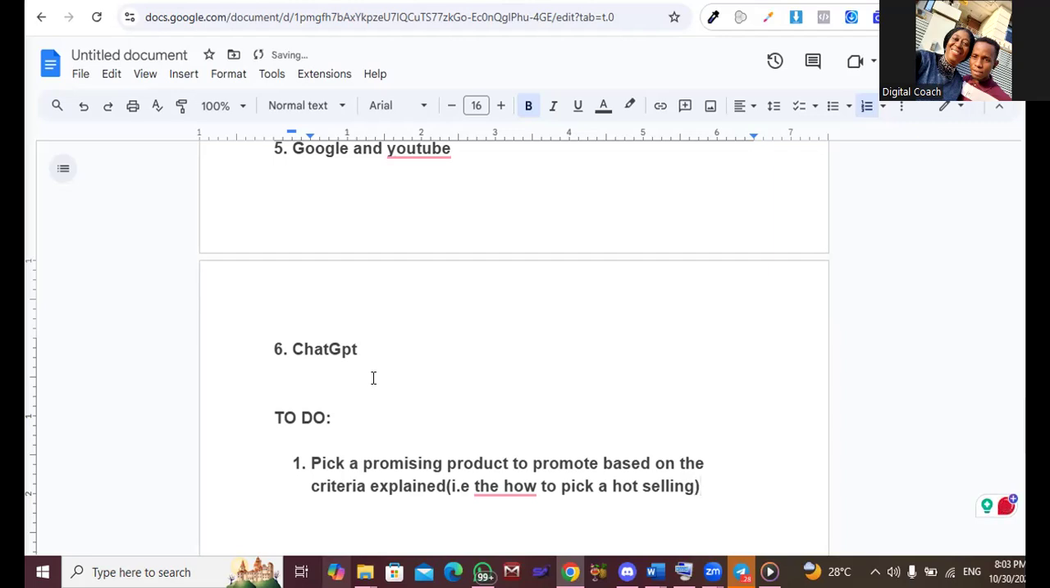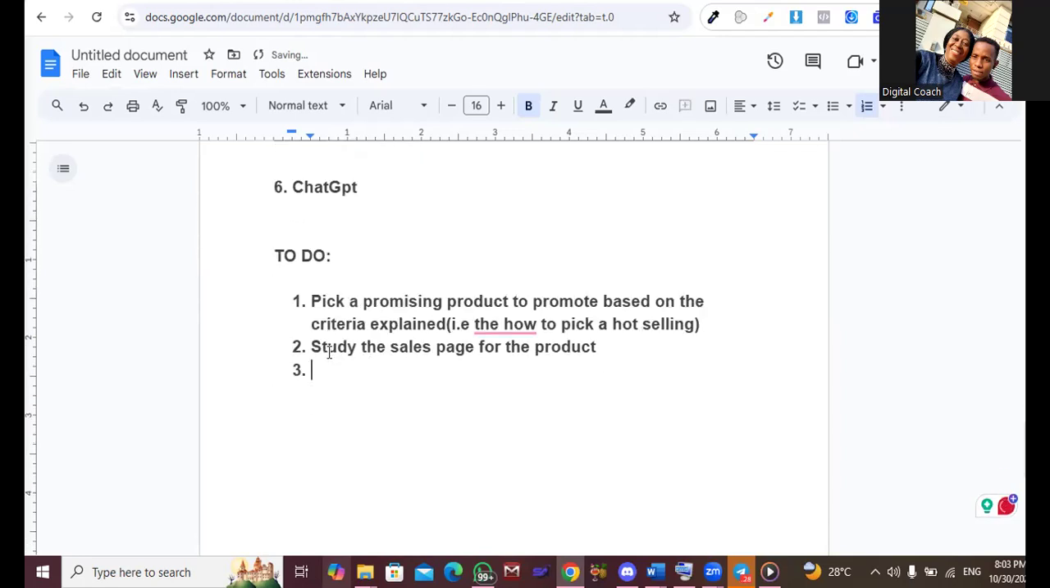Sorry. Then the next thing I'm going to do on that assignment is study the sales page for that product. Study the sales page, either if it's on Expertnia or on Seller, for the product. The third thing you're going to do is do the research exercise for the product.